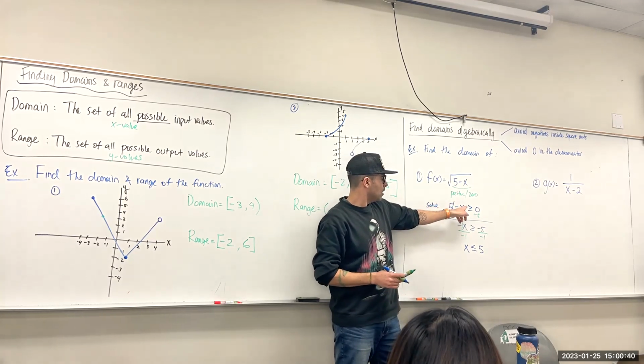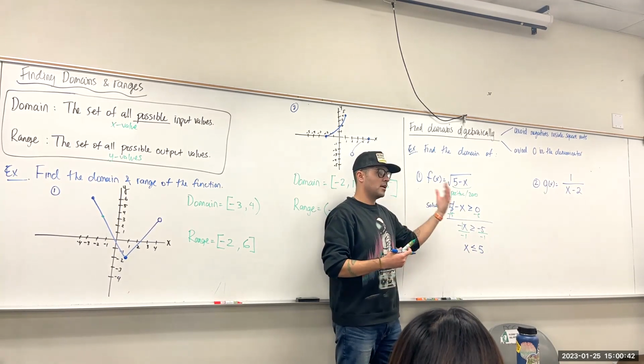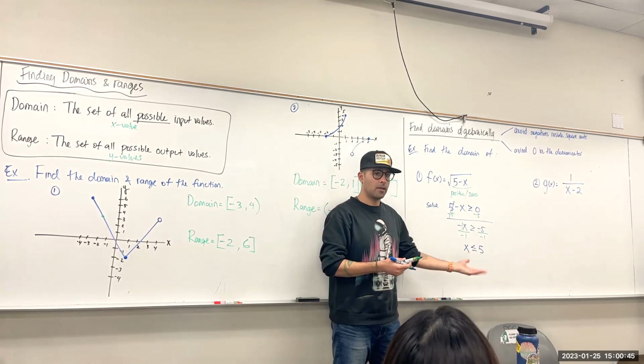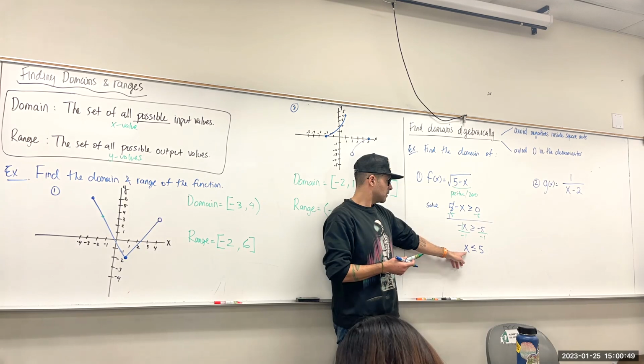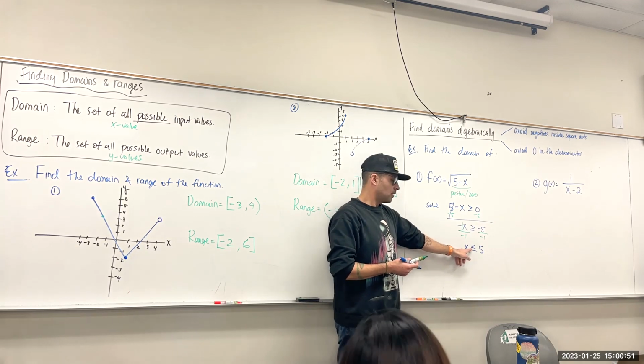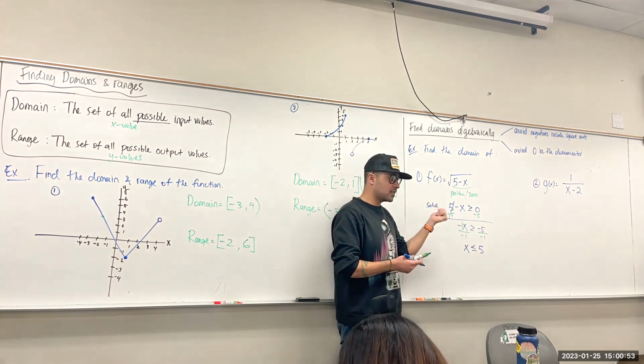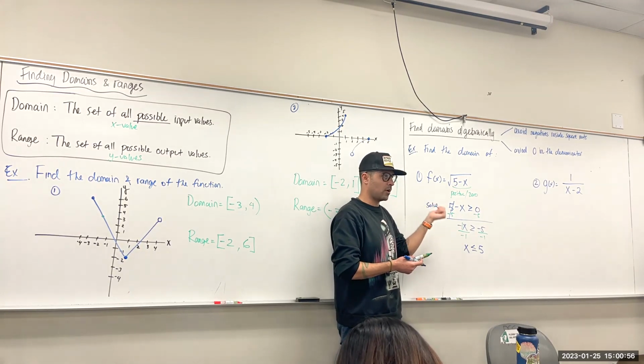By solving this inequality, it now tells me which X values will be in my domain. Anything that's what? Less than or equal to 5. Was 6 less than or equal to 5? No, which is why it failed.